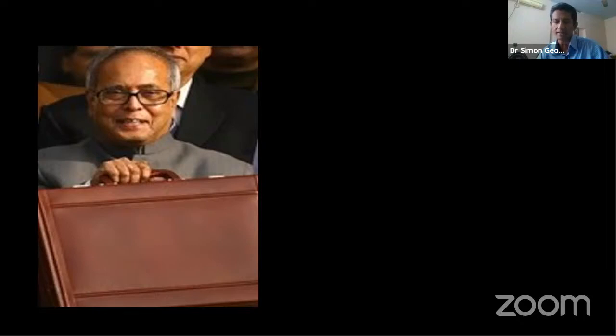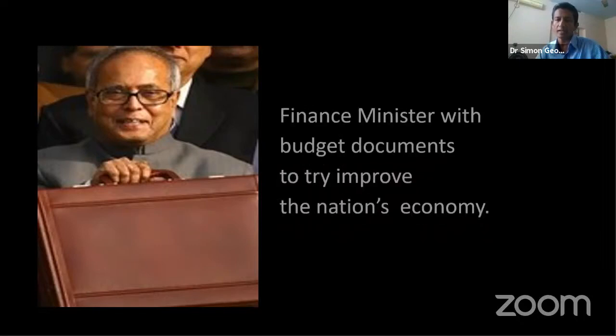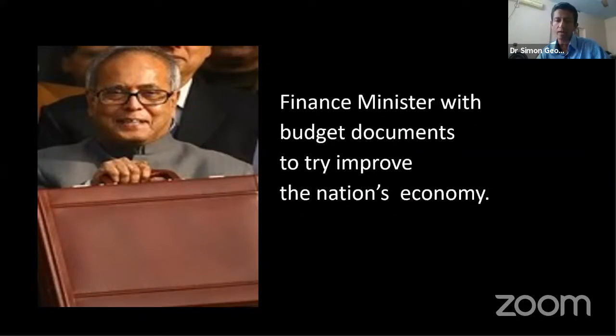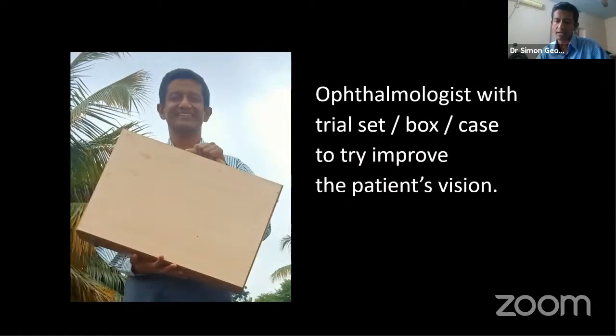Is it money? No. This is the finance minister with the budget documents, which will be trying to improve our nation's economy. Now I'll show you another photo. You are seeing an ophthalmologist with another briefcase. Does it contain money? No. It contains what's called a trial set or a box. It's also known as trial box or a trial case, which is used to try to improve the patient's vision.